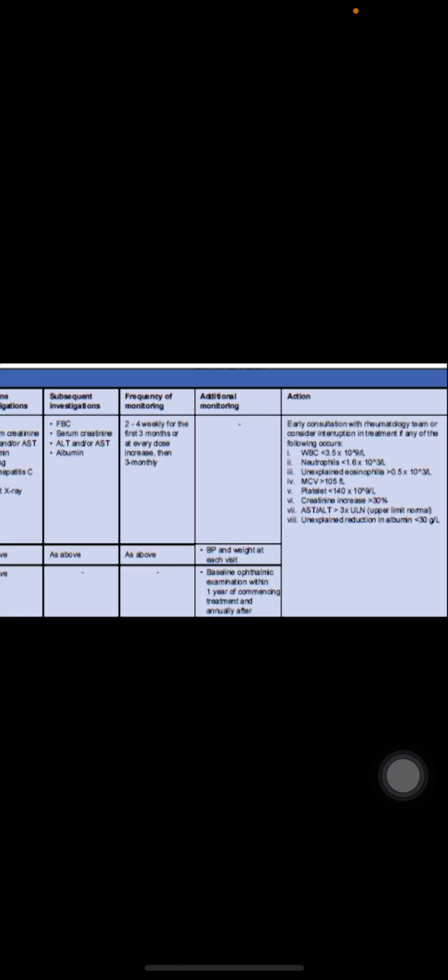So if, let's say, you start this medication and the patient comes with leukopenia, total white less than 3.5. Neutropenia less than 1.6. Raised MCV. Thrombocytopenia, creatinine increased 30%. Abnormal liver function more than 3 times the upper limit. Unexplained reduction in albumin, less than 30 gram per litre. Refer to rheumatologist immediately.